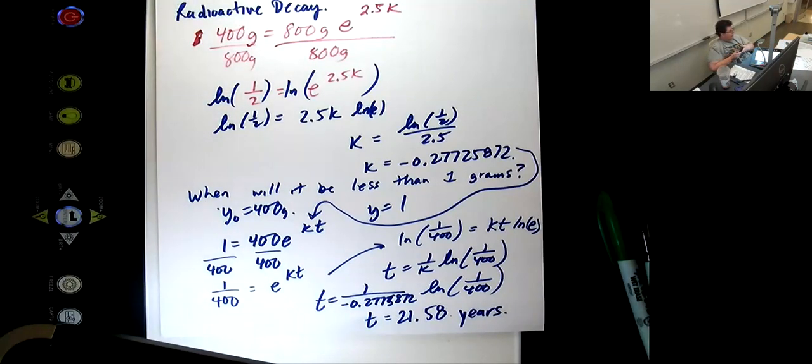So in another 2.5 years, it should be down to 200. 5 years, it should be down to 100. 10 years, it should be down to 25. Yeah, it's cutting in half pretty quickly. Should be down to less than a gram in 21 years. That's how they do radioactive decay.